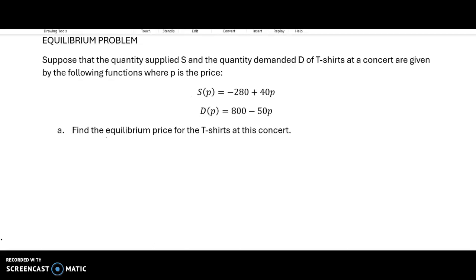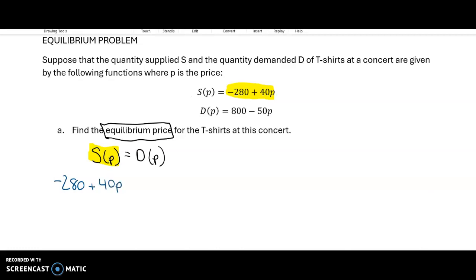So to find the equilibrium price of the t-shirt, as we are asked to do right here, the equilibrium price is where the supply meets the demand. So essentially, supply is equal to demand. We set our equations equal to each other. So I know that supply is negative 280 plus 40p. So in the equation I just wrote here, I'm going to substitute negative 280 plus 40p, where it said supply.